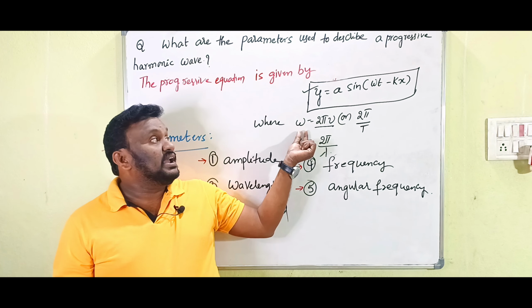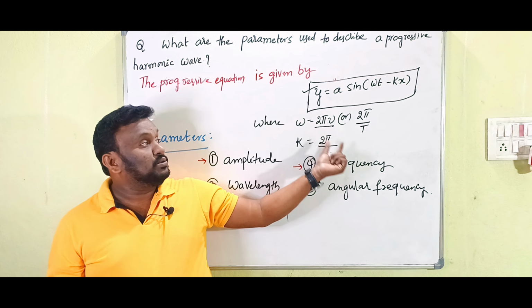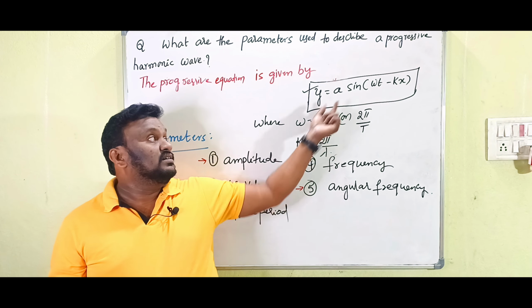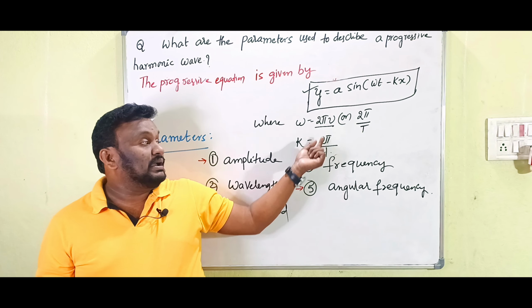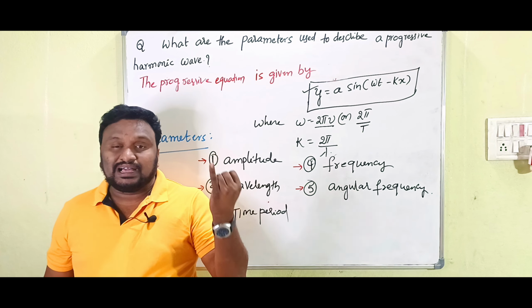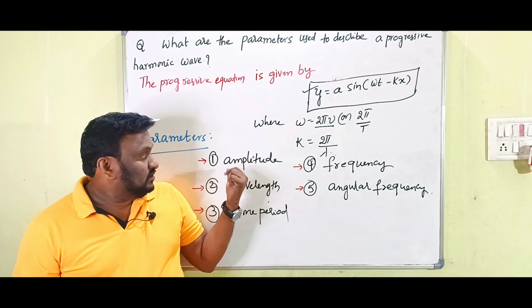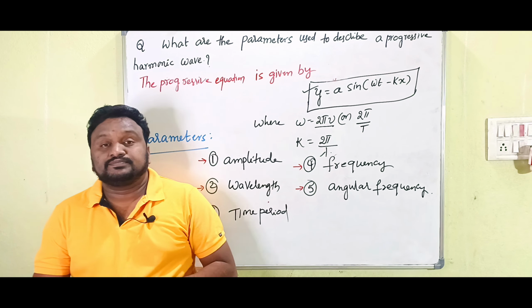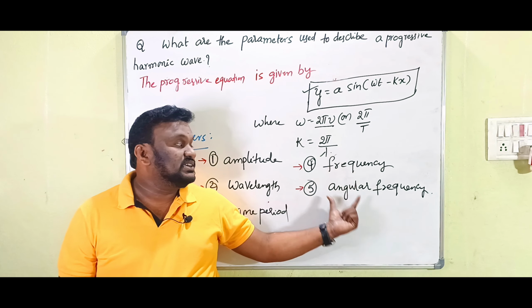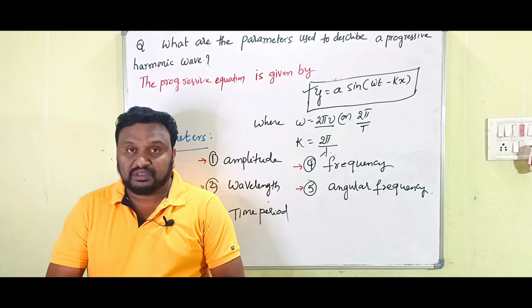And here omega is nothing but the angular frequency, that is given by the formula 2 pi nu, and it is also written as 2 pi by T, and k is the wave number, the proportionality constant 2 pi by lambda. Now the parameters. So amplitude, wavelength, time period, frequency, angular frequency, these are the parameters of a progressive wave equation.